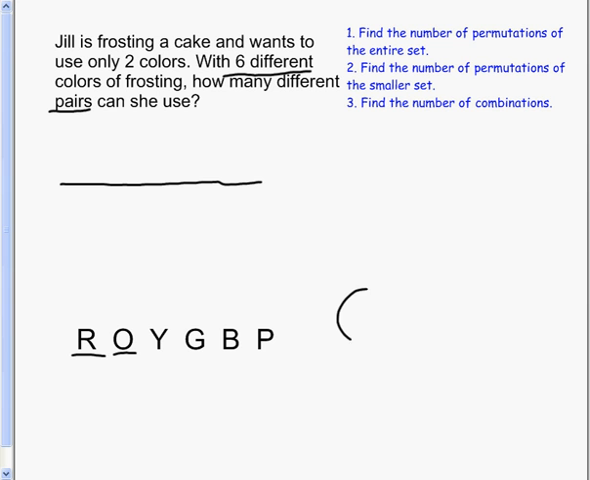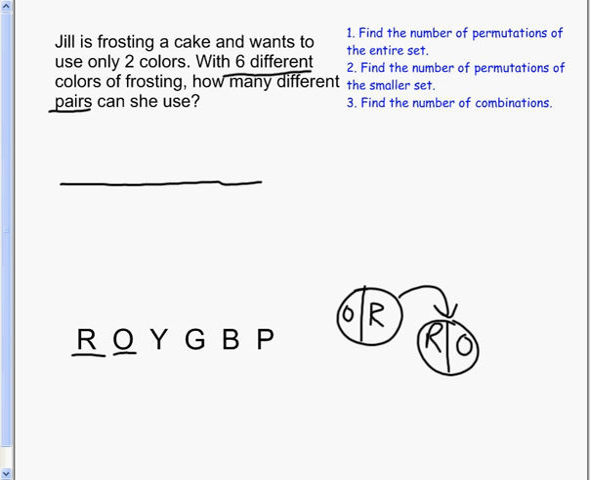Assume that our cakes are colored in half. This might help you make sense of it. If we have orange and red, we would just flip the cake around if we wanted red on the left and orange on the right. It's going to be the same thing. So, getting on with the problem.